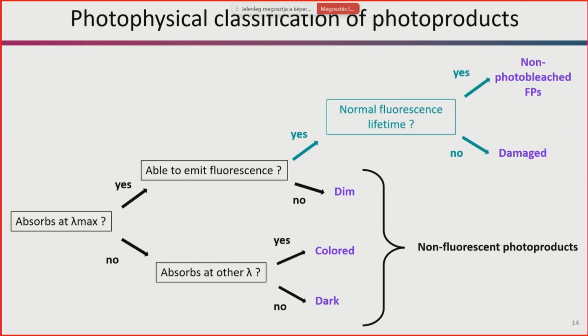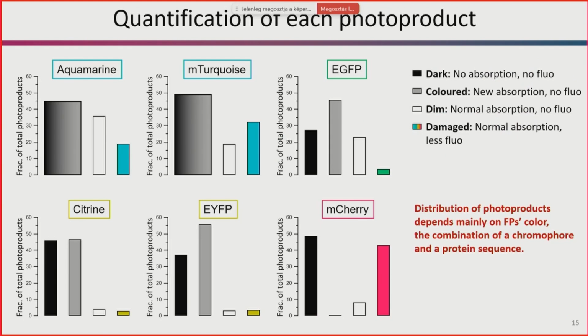So then we have the colored, the dark species, and we have the damaged species, which is the one that I just described. And if we put all these together, we see that we have to add the dim species. So we have both absorbing species that fluoresce less, as I described, but also some that do not emit at all. This one I can't show you because it's just by calculation that I can know that. So I can quantify all the contributions of these different families of photoproducts for each protein.